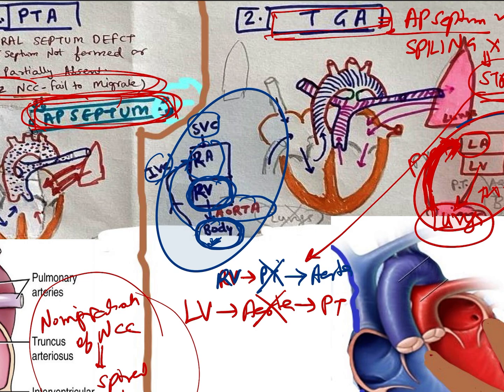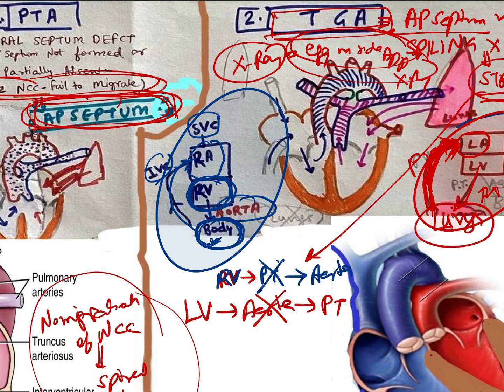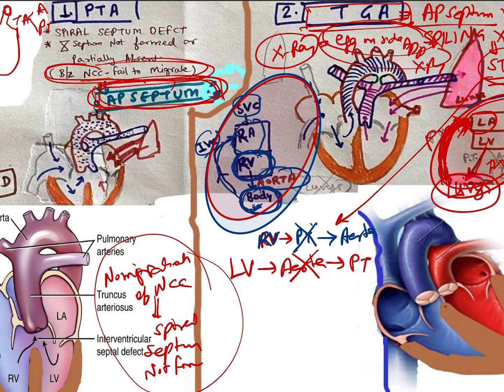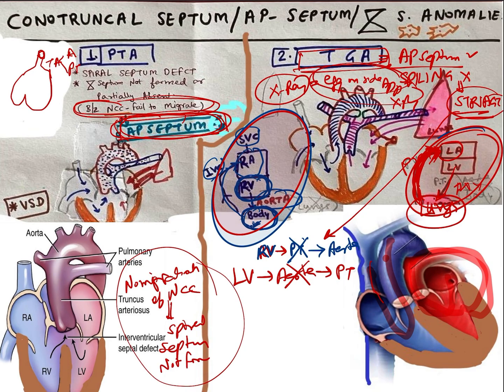Transposition of great arteries on X-ray, I am explaining a few more points. This is known as egg on side appearance on X-ray. Egg on side appearance. Look, this is parallel circulation. If you look at this, this whole part is showing deoxygenated blood, and this is showing the oxygenated chamber. So this is known as transposition of great arteries because the aorticopulmonary septum develops, but it is straight.